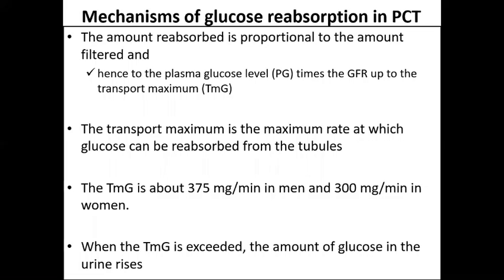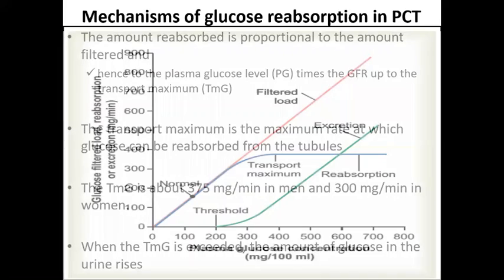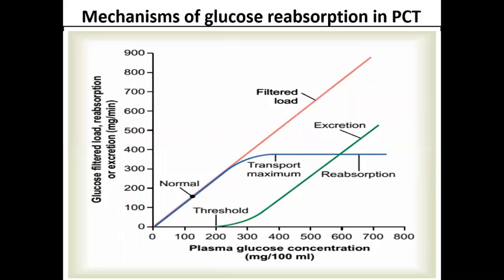For women, the limit is 300 milligrams per minute. So if they start filtering more than 300 milligrams per minute of glucose, it will start appearing in the urine. So when the T maximum for glucose has been reached or exceeded, you find that the amount of glucose in the urine will start increasing. So you need to exceed the transportation maximum of these transporter proteins.